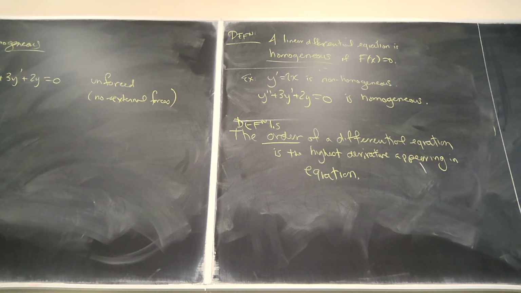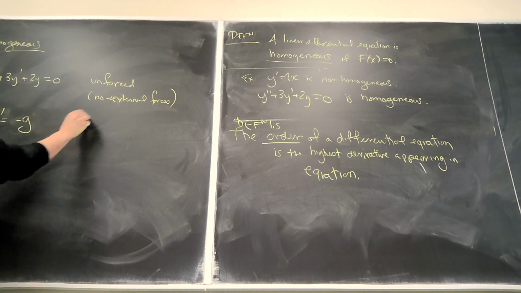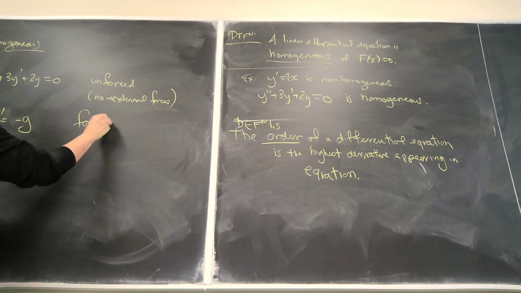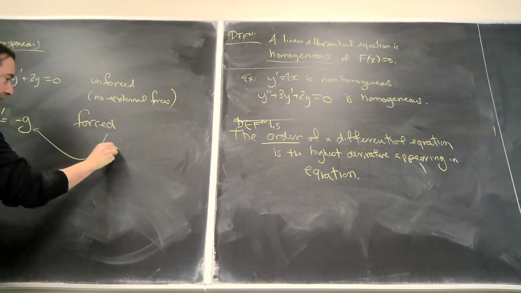On the other hand, if I write down something like y prime is equal to 2x, hell, we can write down gravity, right? Velocity prime is equal to negative 9.8. This is non-homogeneous. There's something else, there's an external force acting on the system, is the idea. So this is a forced equation because there are external forces.